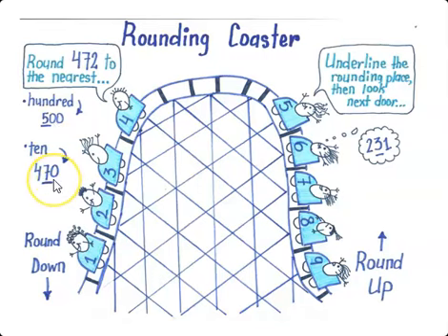When I'm rounding down, let's say I want to round this number to the nearest 10, the 10th place is this 7. I look next door and I got a 2, so I have to round down. I'm going to round this down to 470.